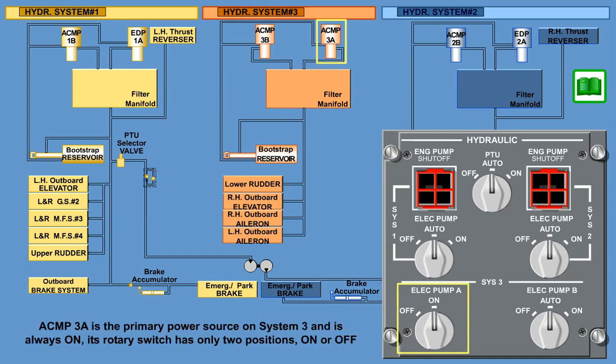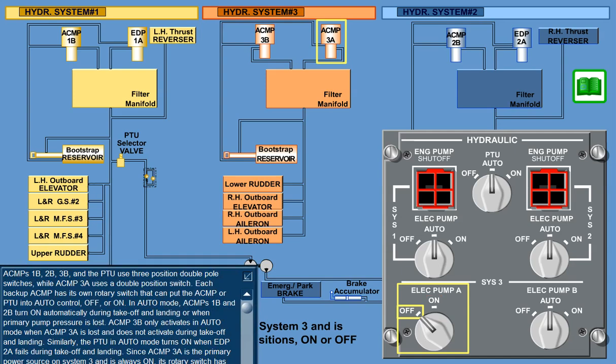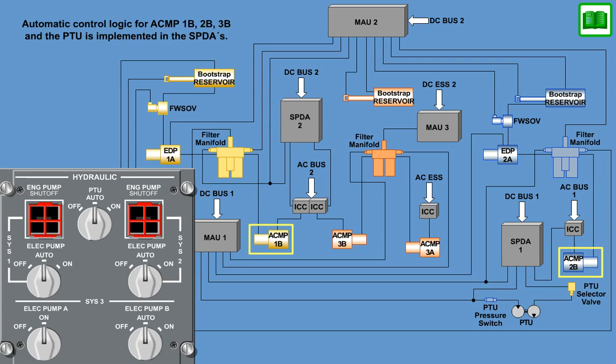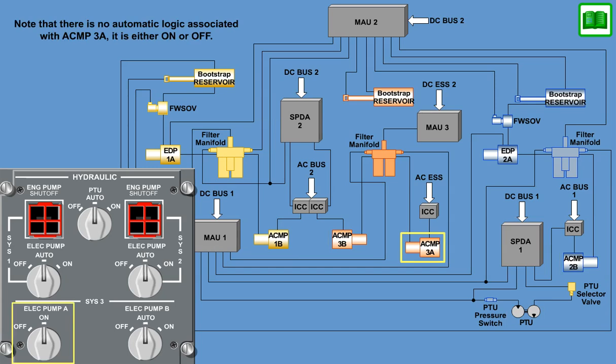Since ACMP 3A is the primary power source on System 3 and is always on, its rotary switch has only 2 positions, on or off. The automatic control logic for ACMPs 1B, 2B, 3B, and the PTU is implemented in the SPDAs. Note that there is no automatic logic associated with ACMP 3A. It is either on or off.